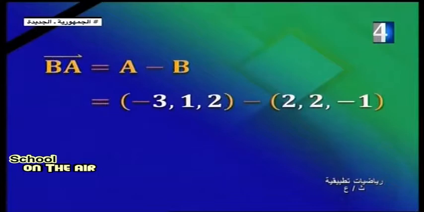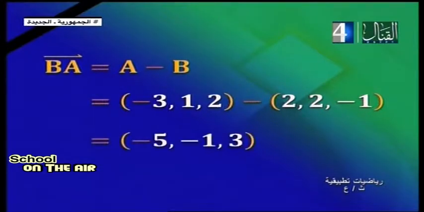At first, find BA. The BA vector equals A minus B, the A point minus the B point: (-3, 1, 2) minus (2, 2, -1). The answer is (-5, -1, 3). This is the vector BA. To find the moment about B, BA is the position vector, or the r vector, (-5, -1, 3).